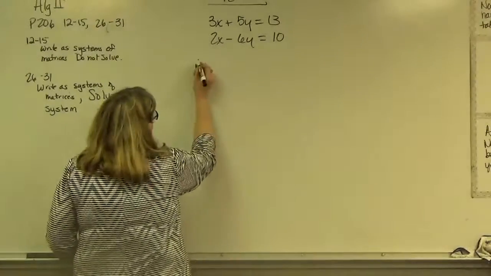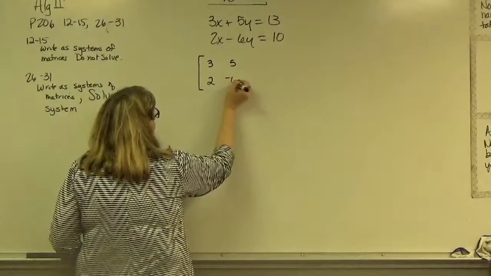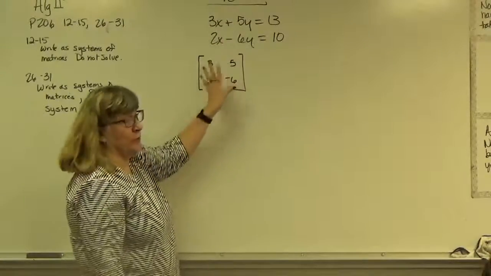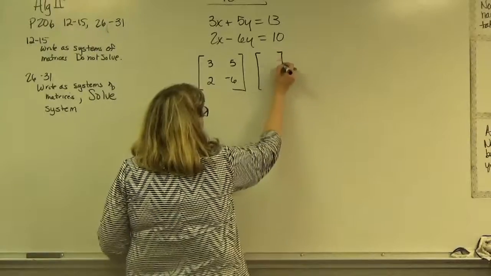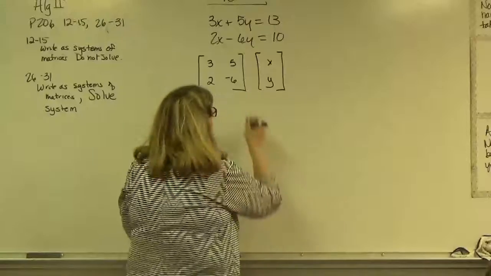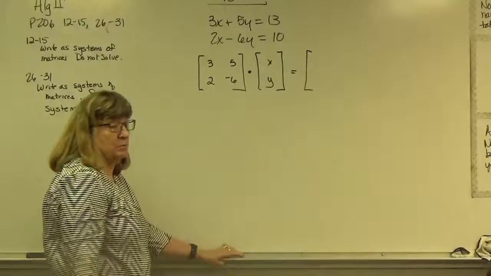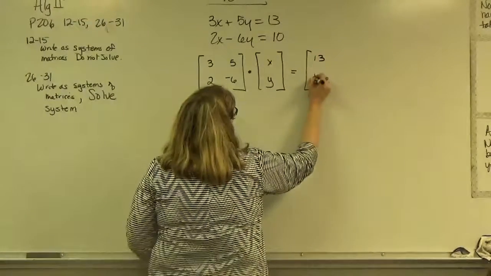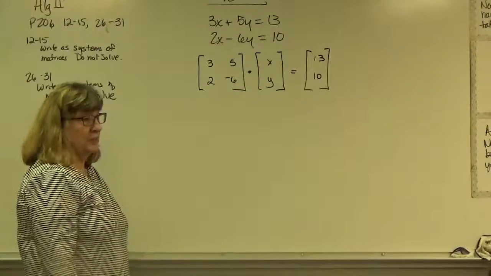algebra in a minute. So first you have what I call the coefficient variables. The coefficients of x's and y's go in a matrix. What variables am I solving for? X and y go in the second matrix. This is times equals the constant matrix. So what are my constants? And that's it. That's all you do on 12 through 15, is get it set up.